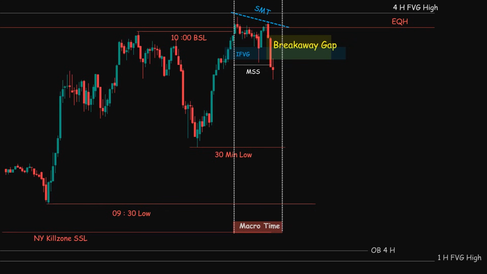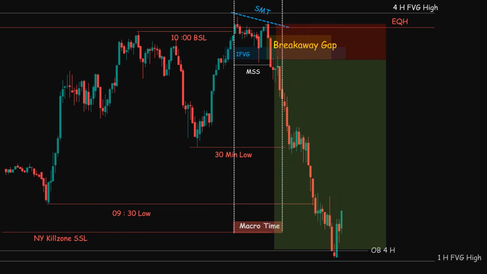I placed my order at the breakaway gap, and the trade was triggered. This setup allowed me to take an SMR trade with strong alignment to the macro time frame. So, in short, it was a clean entry with all the conditions perfectly aligned.